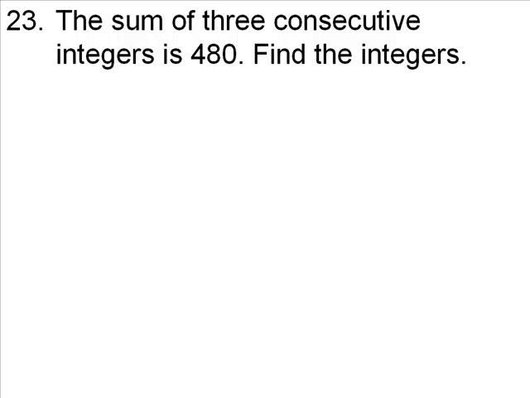Number 23. The sum of three consecutive integers is 480. Find the integers. Now, a key word there is consecutive integers. Consecutive is a key word, because that means you're going to have 1, 2, 3, or 4, 5, 6, or 2, 3, 4, or 17, 18, 19, or 99, 100, 101. Consecutive are numbers right after each other.